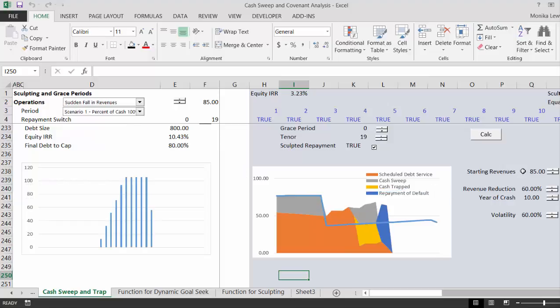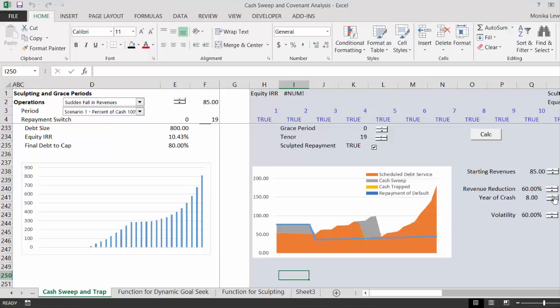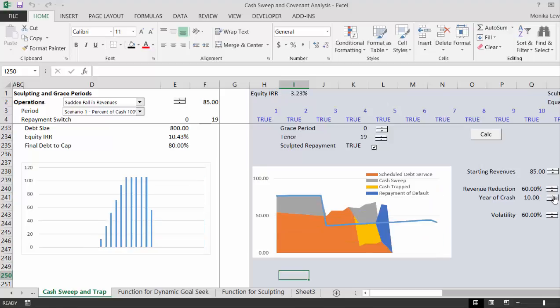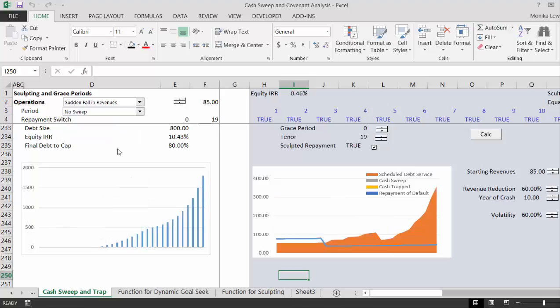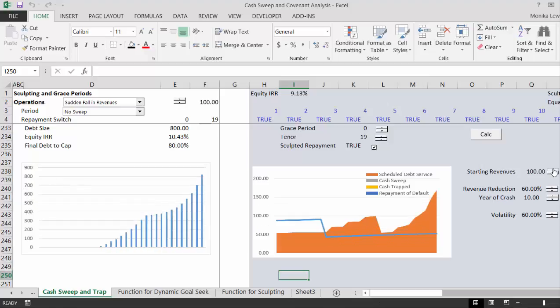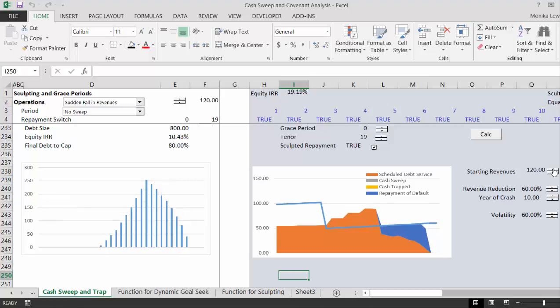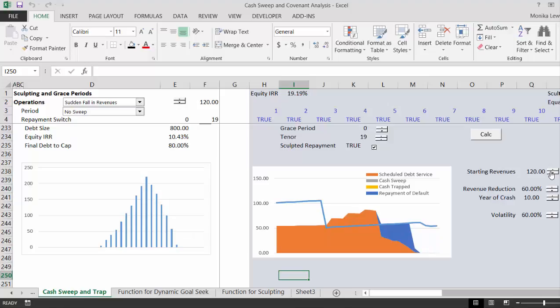And then I said, okay, in year 10, we completely fall off a cliff. Now, if we have 100% cash flow sweep, we have a default, but we can pay it back. If we have no cash flow sweep, we can't pay it back. I'm going up to get rid of the default with a 60% break. Look at this. Oh, here, I at least repaid it.